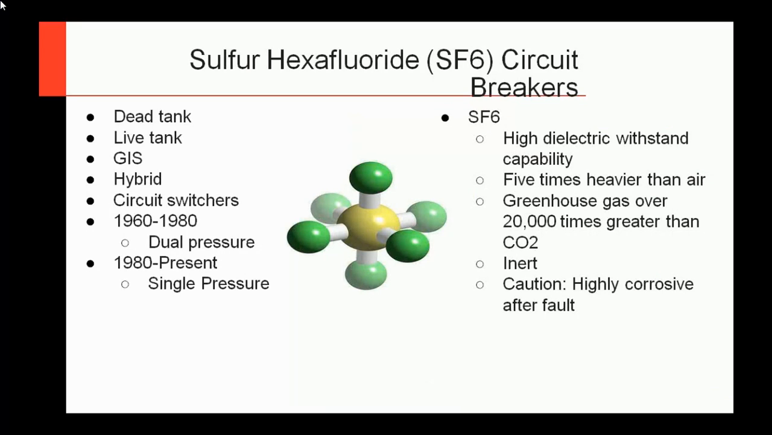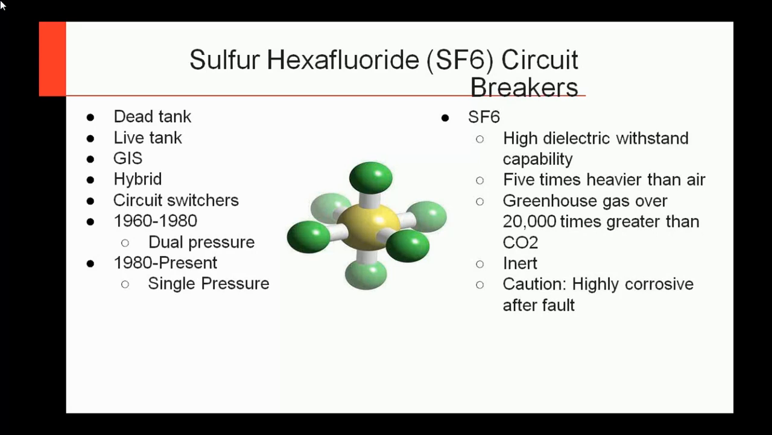So the next thing I'll talk about is SF6 style circuit breakers, sulfur hexafluoride. These can come in dead tank, live tank, GIS, hybrid, circuit switchers. The original design from about the 60s to the 80s was a dual pressure design, and then after 1980 and on, they came out with this single pressure, auto puffer style design. So SF6, sulfur hexafluoride, is a very nice dielectric. It has a very large withstand capability.